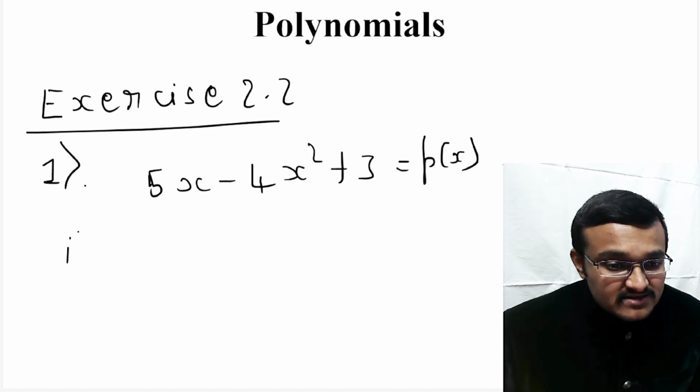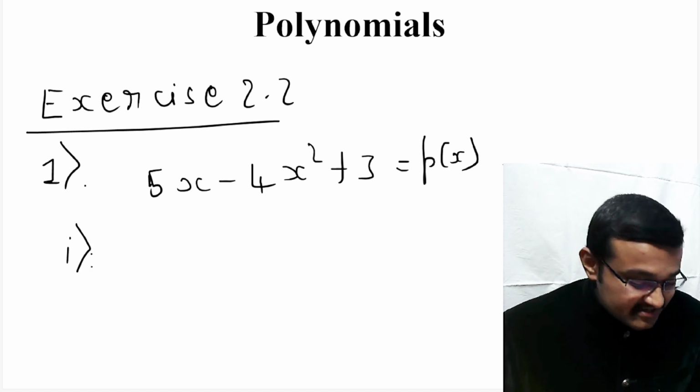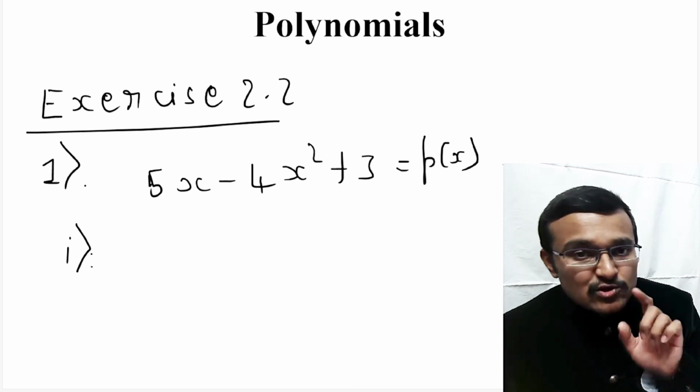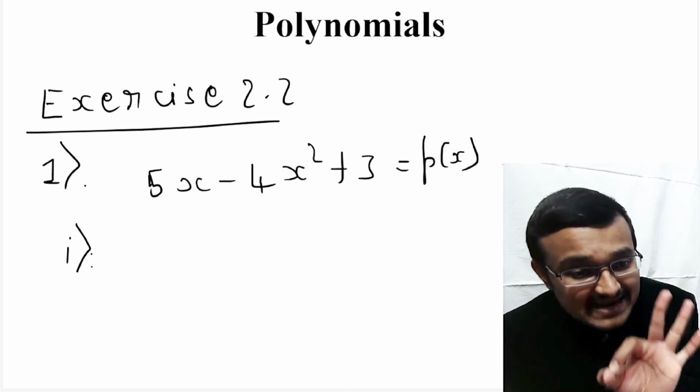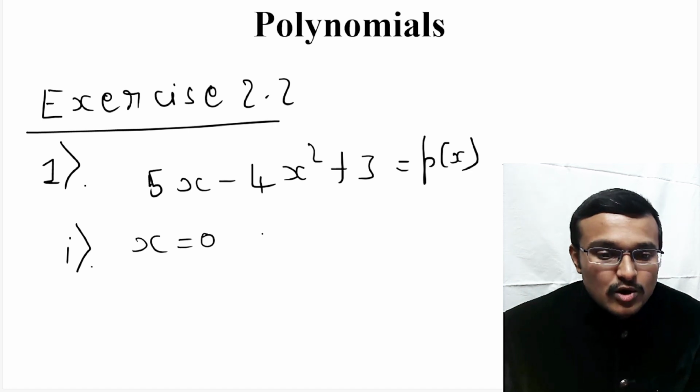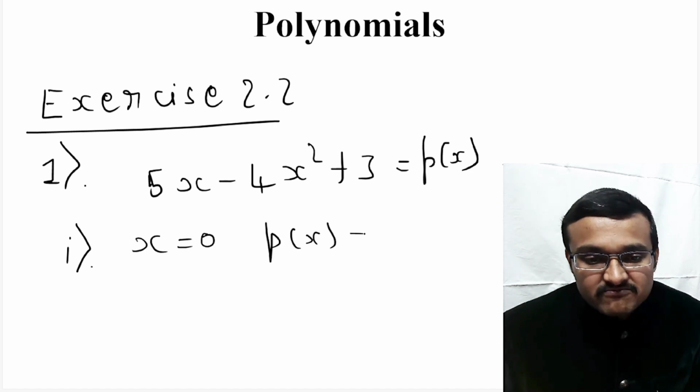In that first question, you have 3 sub questions. So that means you have to find the value of this polynomial at those particular positions. So when x is equal to 0, what will be the p of x value?